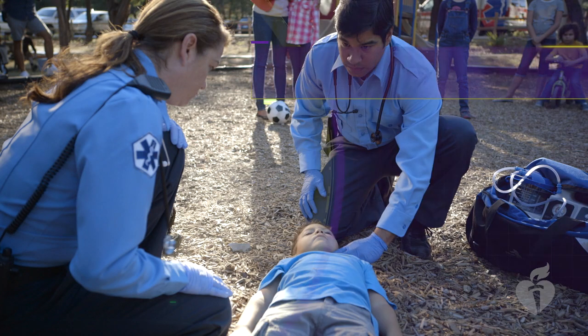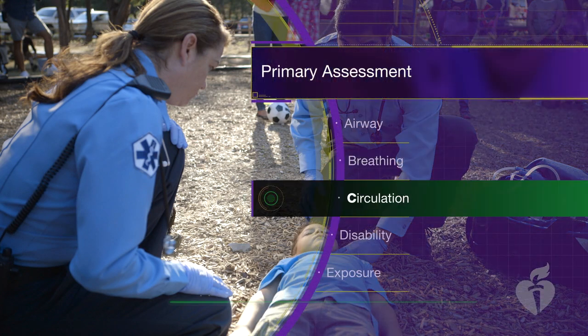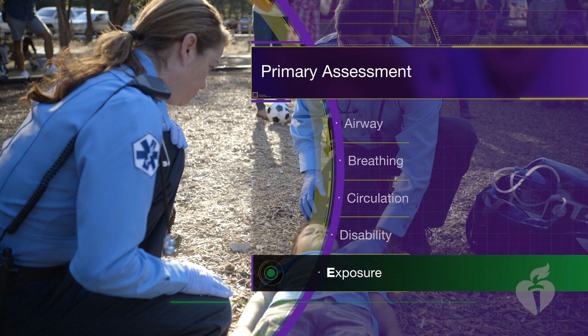Now that we've discussed airway and breathing, let's discuss C, D, E, the circulation, disability, and exposure components of the primary assessment. To assess circulation, you'll check the heart rate and rhythm, pulses, capillary refill time, skin color and temperature, and blood pressure. The assessment of heart rate is very important when evaluating a child's circulation.